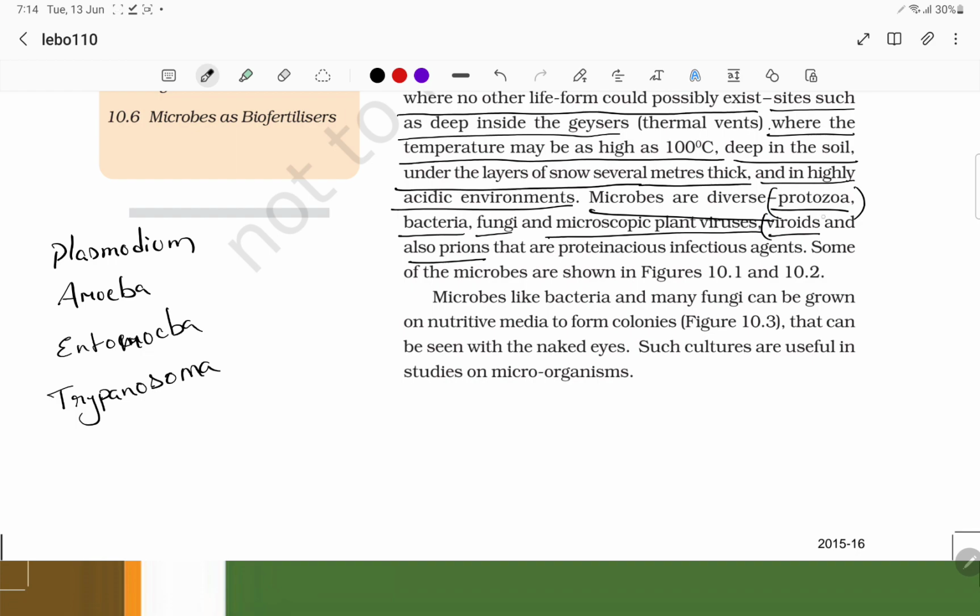Usually viroids affect the plants, and prions affect the animals. The viroid disease is potato spindle tuber disease. Coming to the prions, we have mad cow disease. These are proteinaceous infectious agents; misfolded proteins are none other than prions. Viruses, viroids and prions do not come under the RH Whittaker classification.